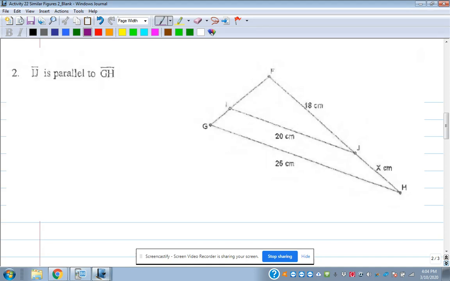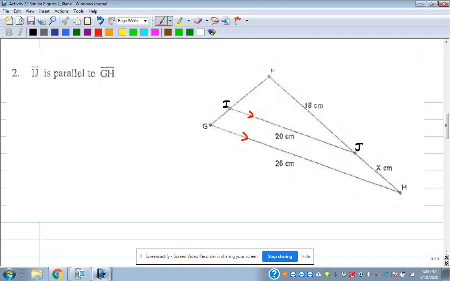IJ is parallel to GH. So IJ is right here. My scan there didn't do too great. So IJ and GH are parallel to one another. I'm going to put the little marks on them saying they're parallel because I like to do notation on pictures sometimes. All right. And we want to get similar triangles.